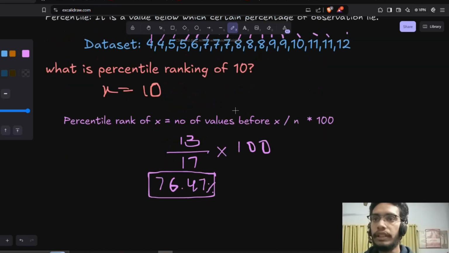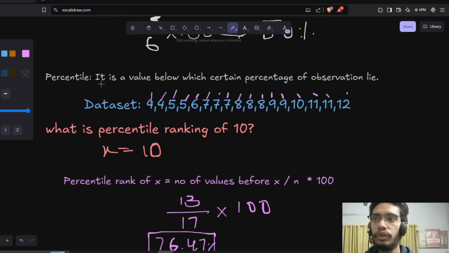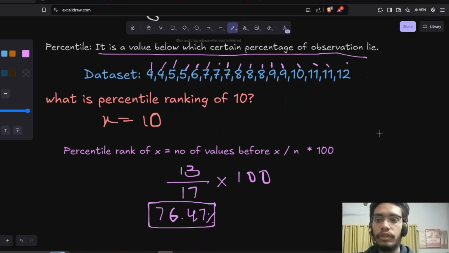So what does that mean? As I told you in the definition, it is a value below which a certain percentage of observations lie. So in our conclusion, we can say that 76.47% of the distribution present in your data set is less than 10, right? I hope you understand this. So this is the main concept of the percentile.